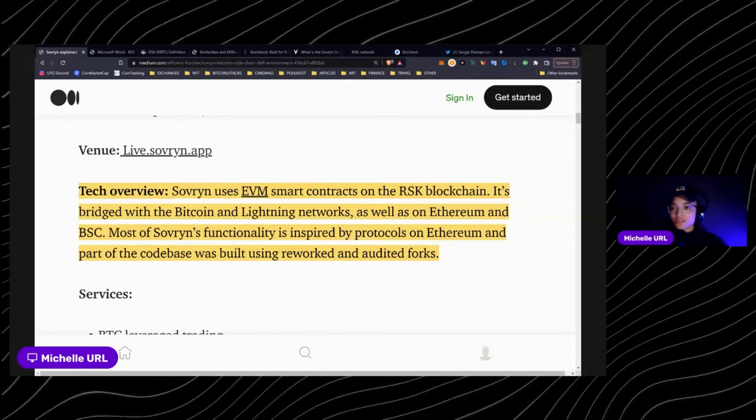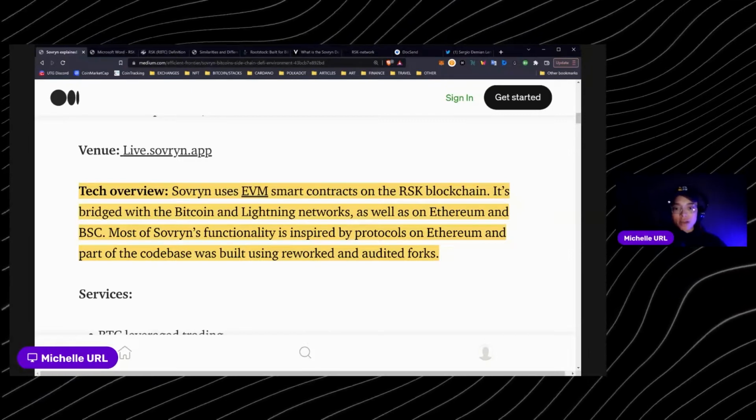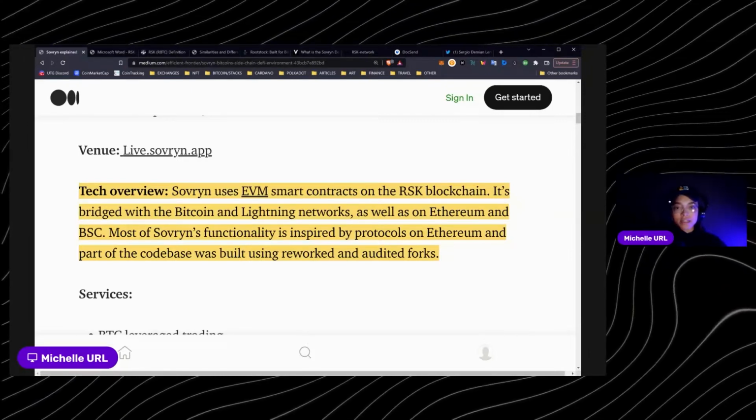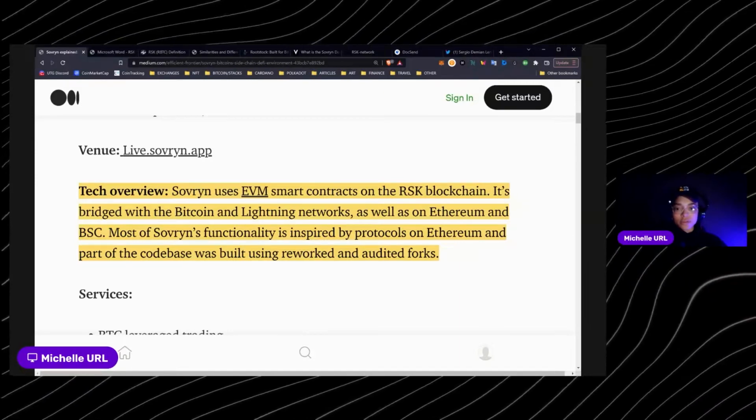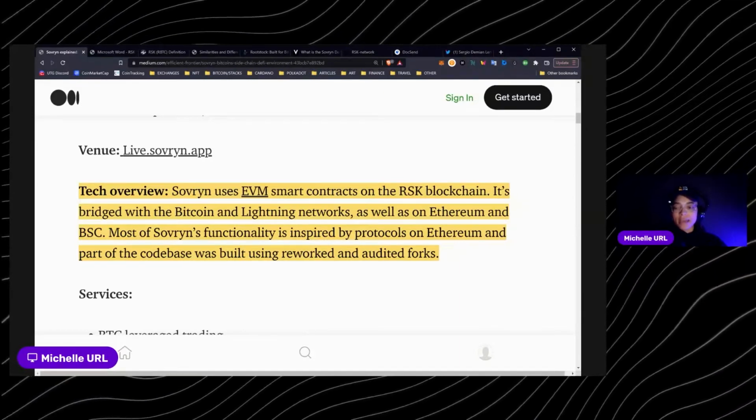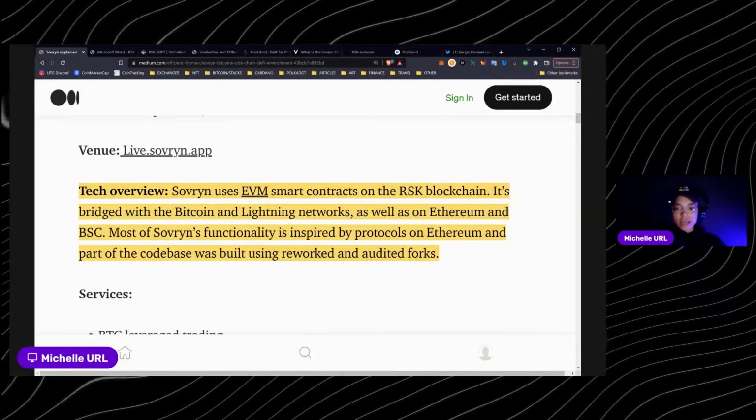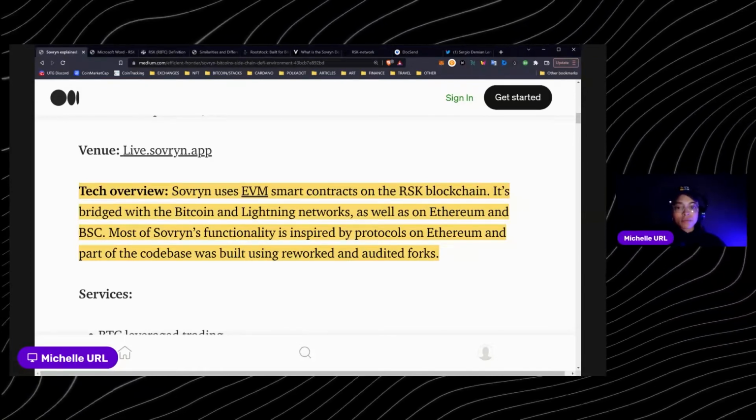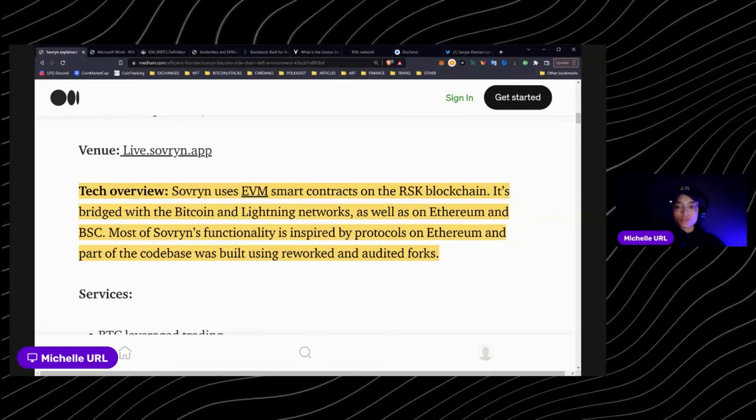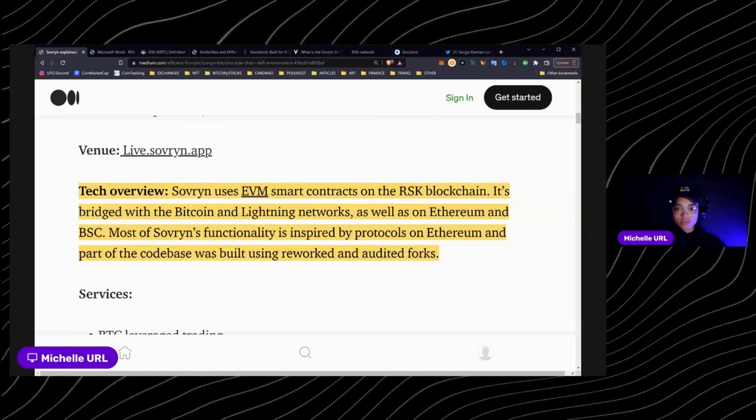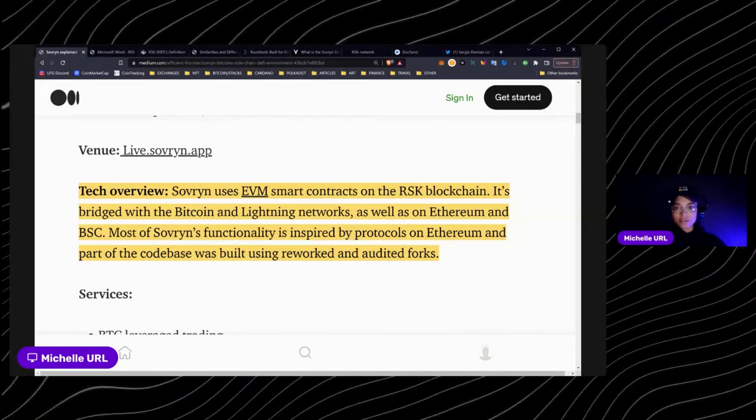All right. So the tech overview for Sovryn. Sovryn uses EVM smart contracts on the RSK blockchain. It's bridged with the Bitcoin and Lightning networks, as well as on Ethereum and Binance Smart Chain. Most of Sovryn's functionality is inspired by protocols on Ethereum, and part of the codebase was built using reworked and audited forks. Okay, so we had that piece. We're going to come back to this here in a little bit.